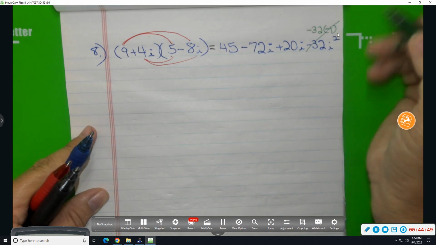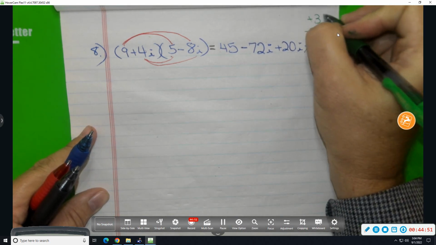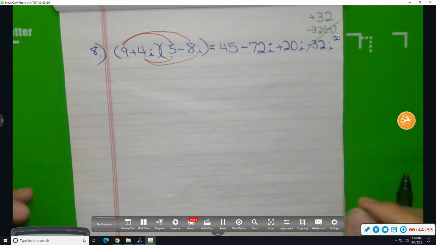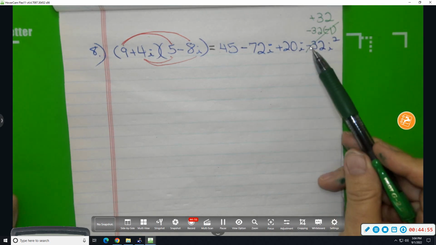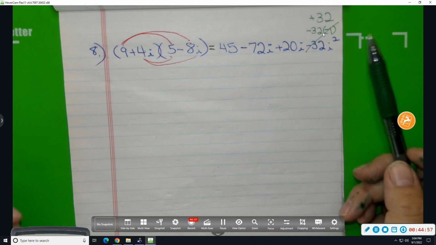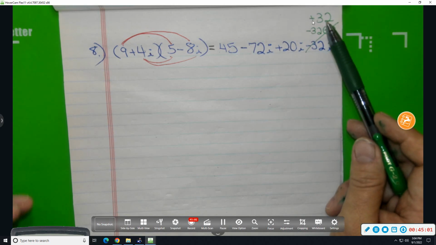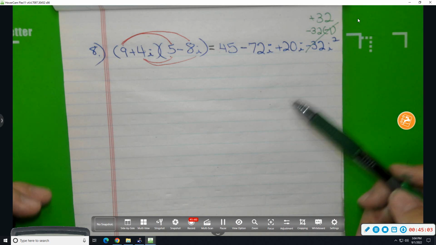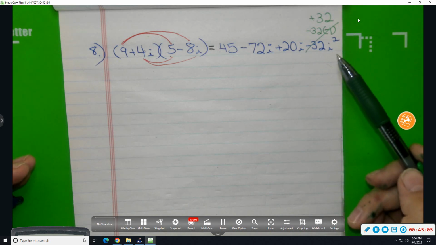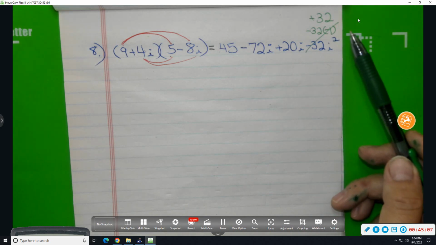Any questions on our logic there? I squared changes the sign of the number in front of it. And that's all you got. Instead of a negative 32i squared, it's just a plus 32. Any questions on our logic before we go on from there? We're not through with this. But you've done the hard part.